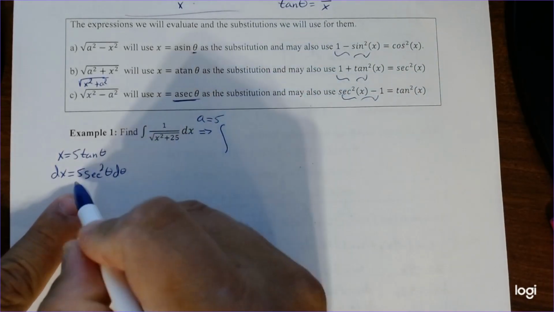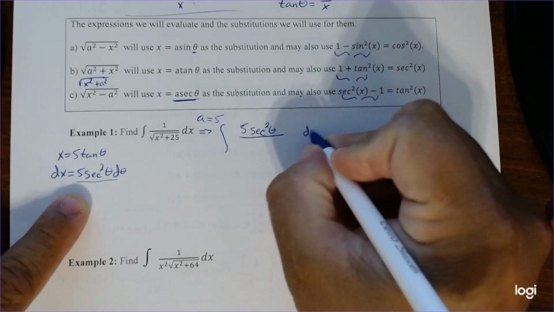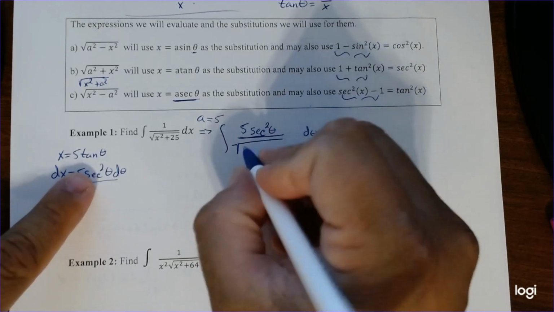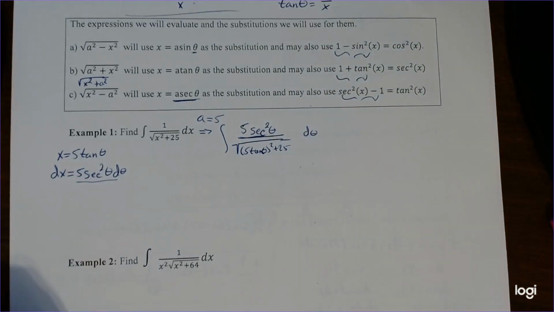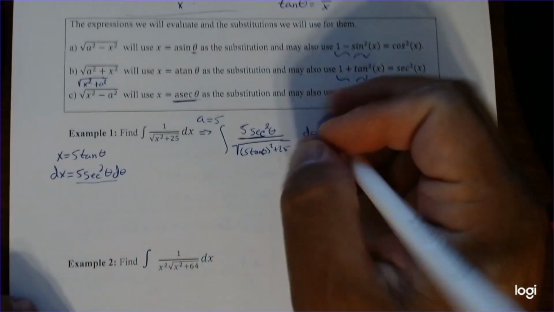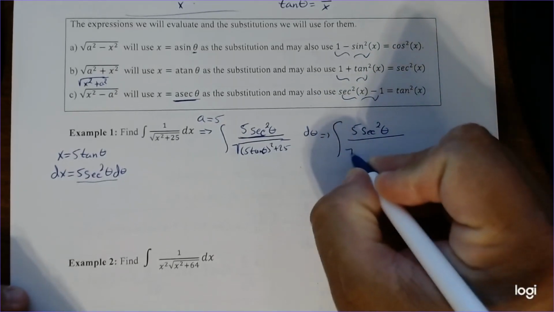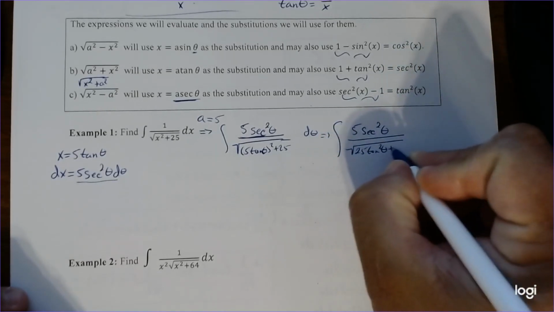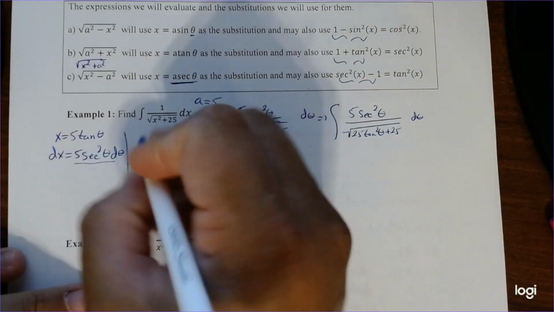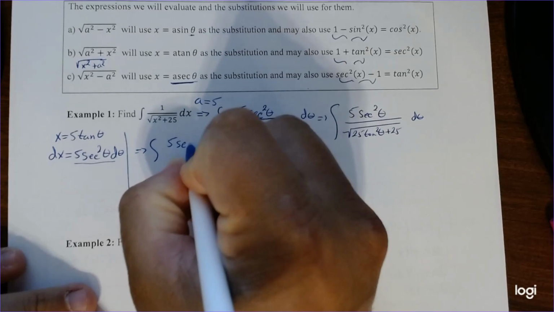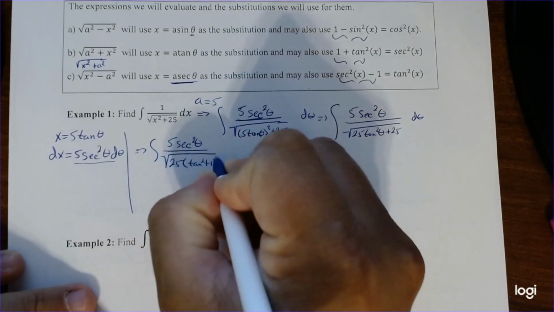So the 1 and the dx is now going to be replaced with that. So it'll be 5 secant squared theta d theta. And on the bottom, it's going to be the square root of (5 tan theta) squared plus 25, like that. Okay. So if we square that, we get 25 tan squared theta plus 25. Now if you factor out a 25 from the bottom, we get 25 times (tangent squared plus 1), right, d theta.